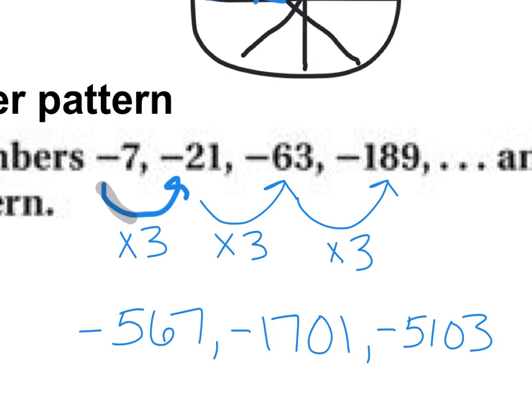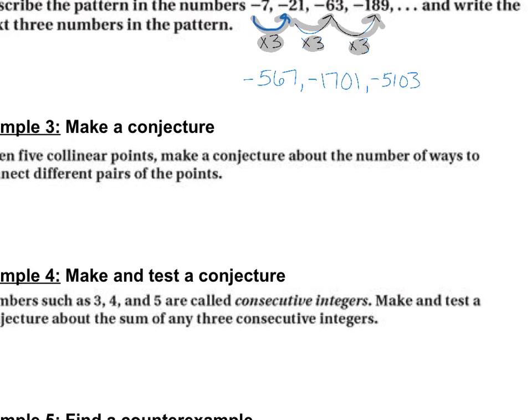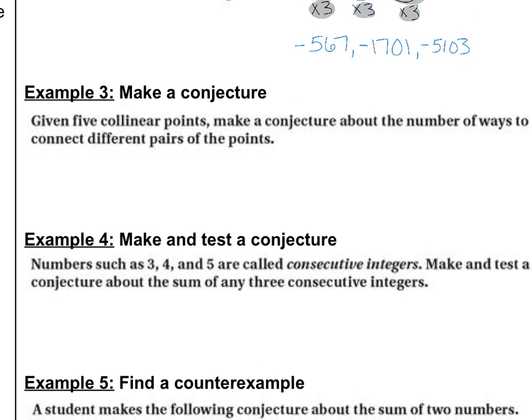You can call it whatever you want. Just make that little loop there, figure out what's being changed, make sure that it's continually doing the same thing each time, okay, and then apply that pattern down to the next 3 terms. Okay, so let's make a conjecture.